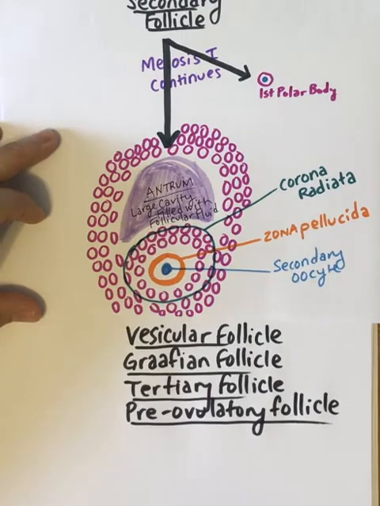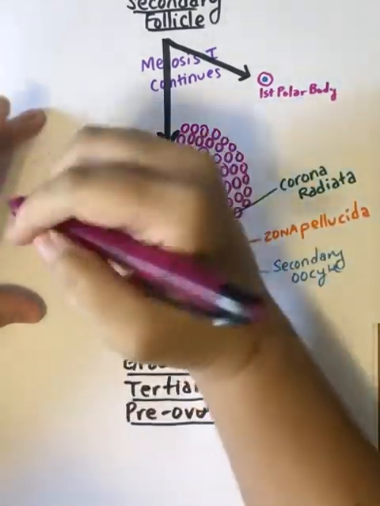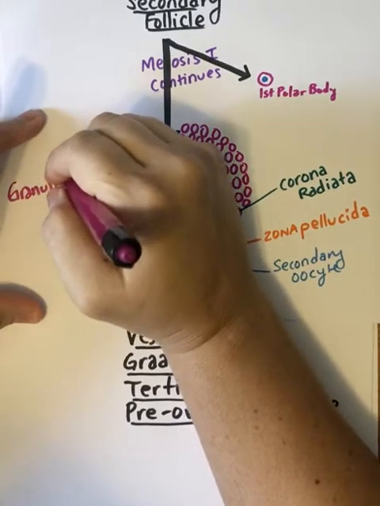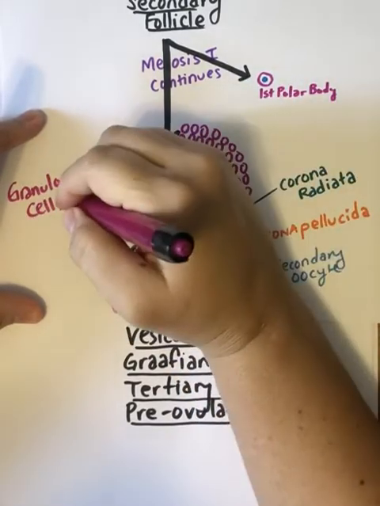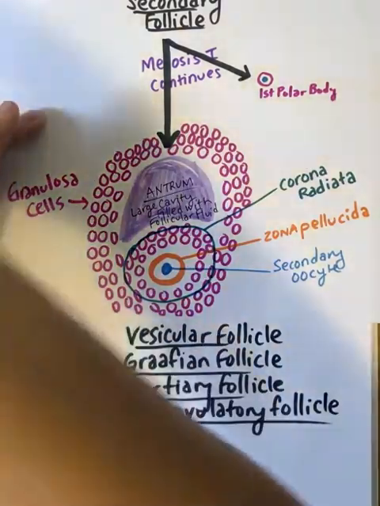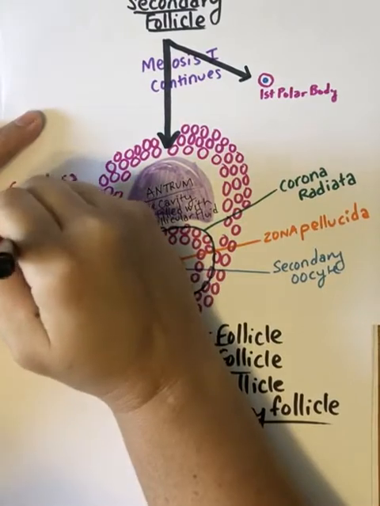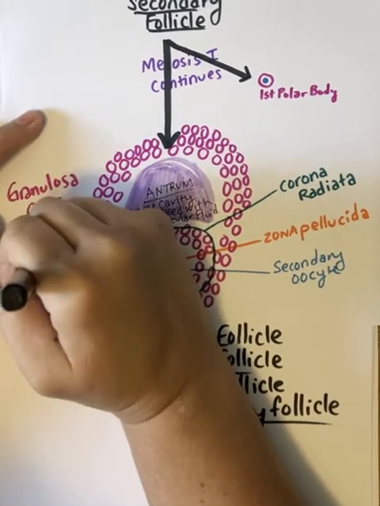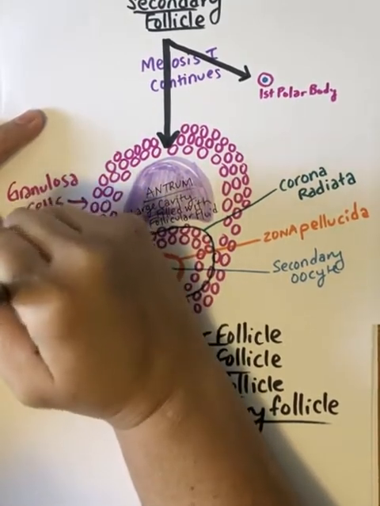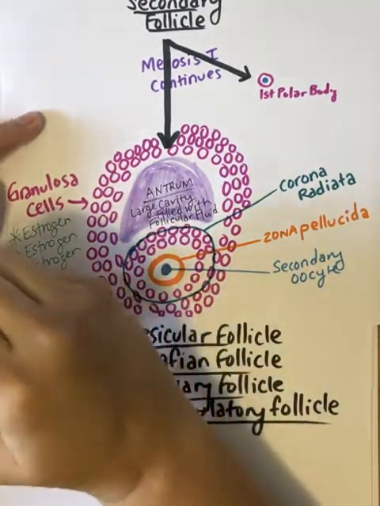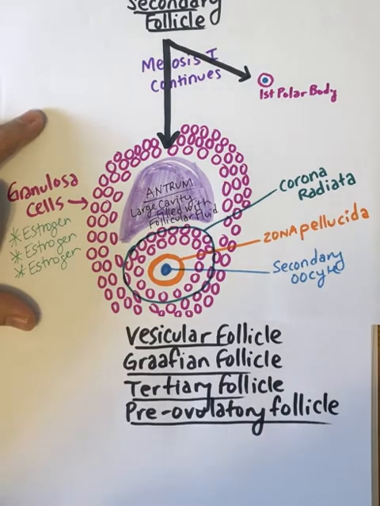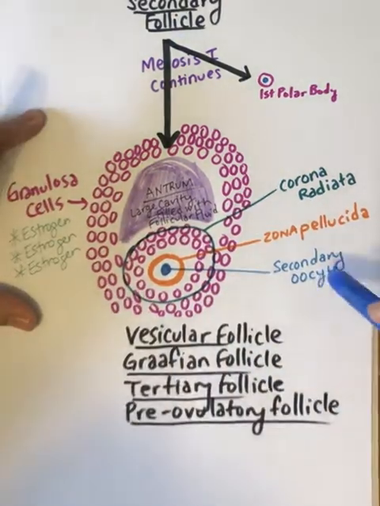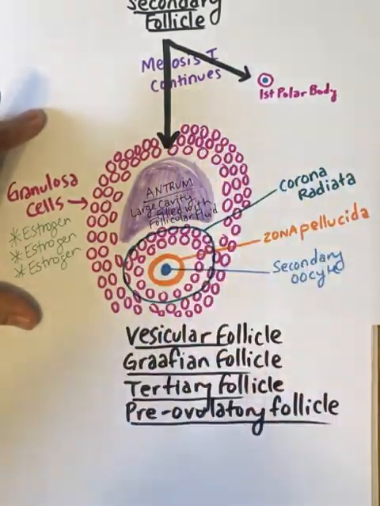So, when we talk about the granulosal cells, and this is going to be important, you have a ton of granulosa cells. So, your granulosal cells are producing now so much estrogen. I'm going to put estrogen. High levels of estrogen are going to stimulate you to produce luteinizing hormone. So luteinizing hormone is going to stimulate the release of the secondary oocyte from the ovary.